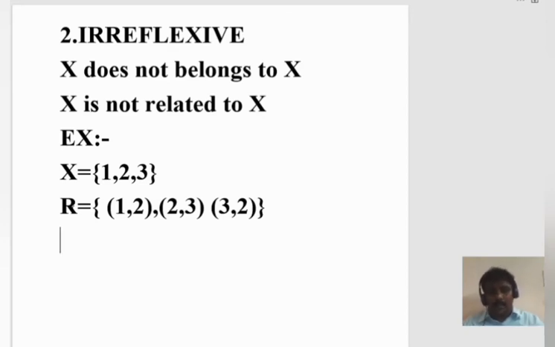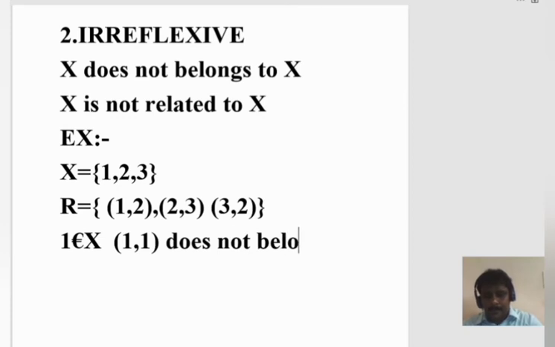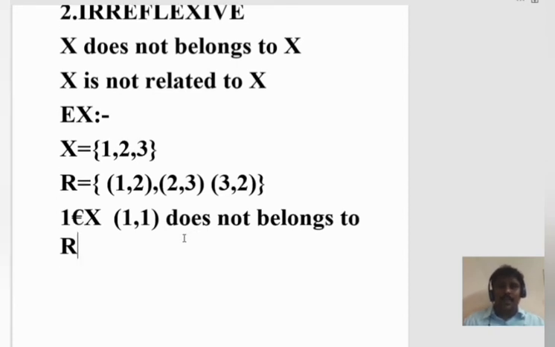Let us take 1. 1 belongs to X. Then what is the condition? (1, 1) does not belong to R. So 1 belongs to X, and if I take (1, 1), it does not belong to R. Is (1, 1) there? No, it is not there. So it satisfies the irreflexive property.